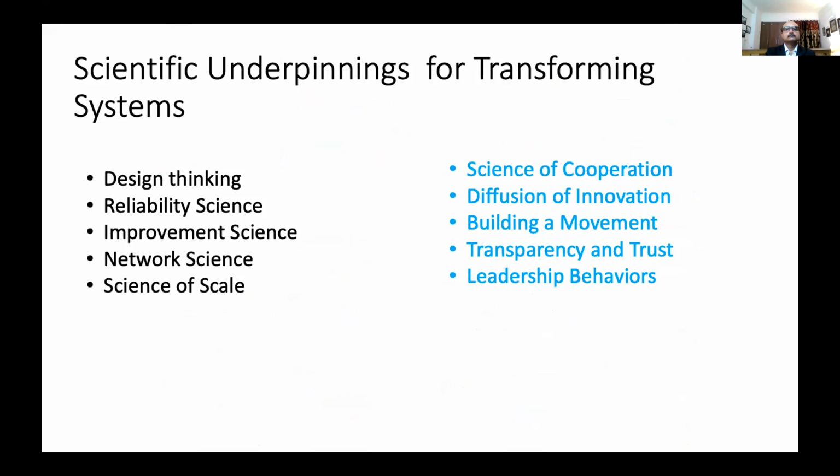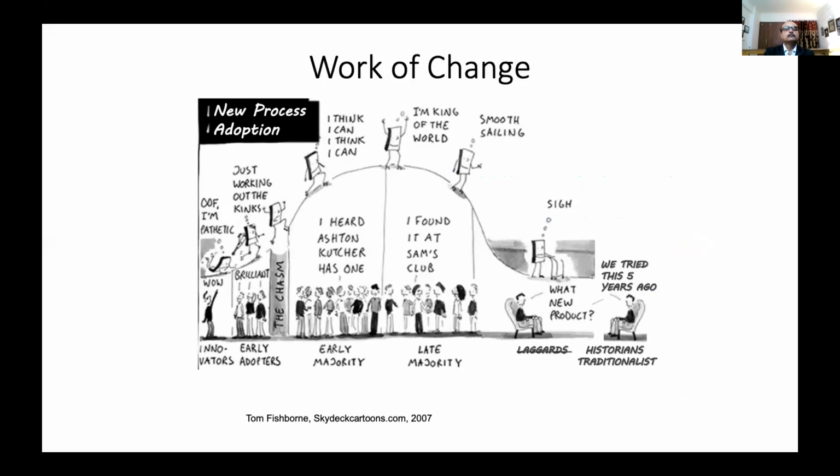So you can see that in healthcare, we think about these kinds of things for transforming systems: reliability science, which we learn from aircraft carriers, network science, how we run a network, the science of scale, but then also, very importantly, trust and transparency and how we get people to engage with us. What do leadership behaviors look like that build this kind of success? How do we build cooperation among people who might compete with each other? How do we build a movement? So on the right-hand side, it's all social science. On the left-hand side of your slide, it's all about hard reliability science.